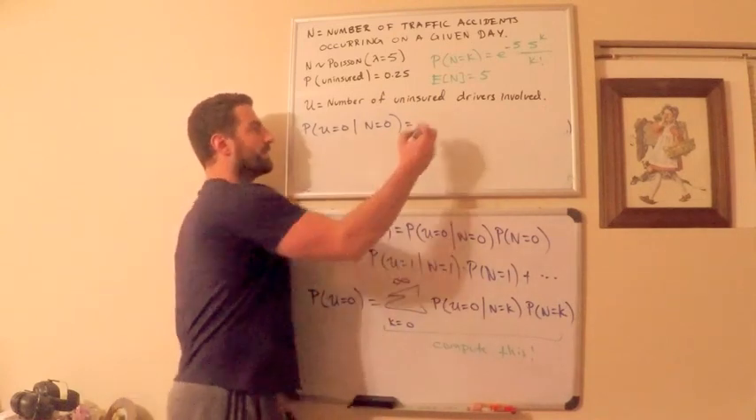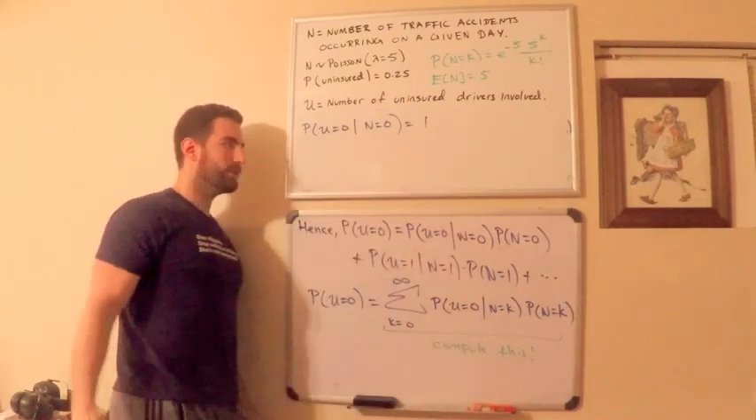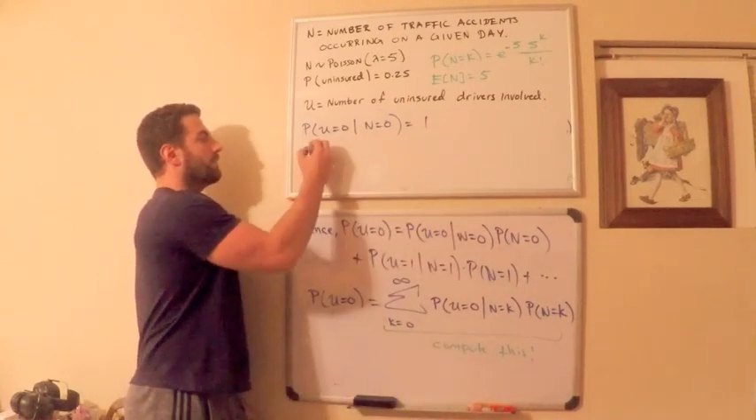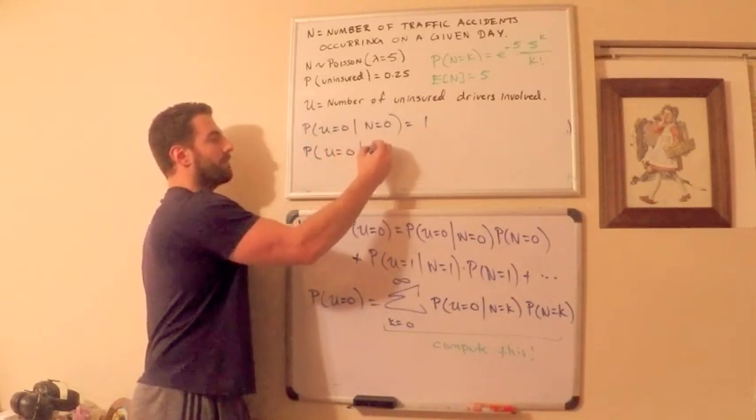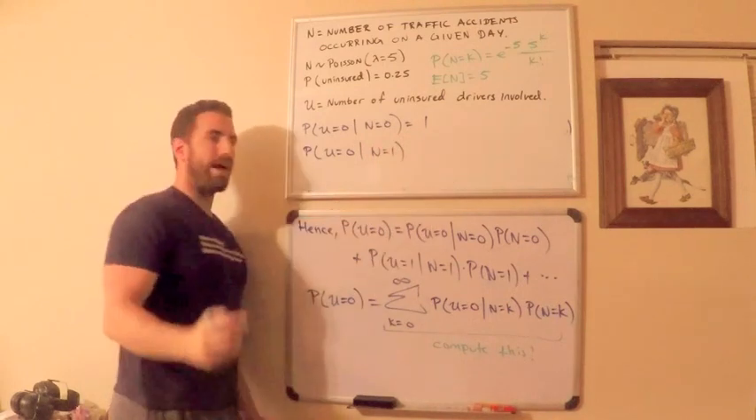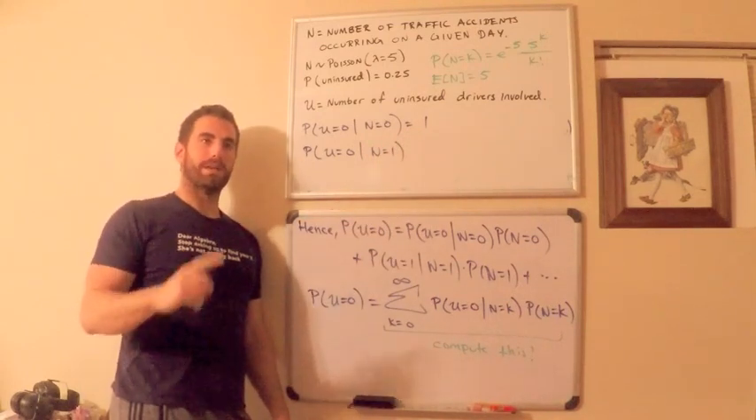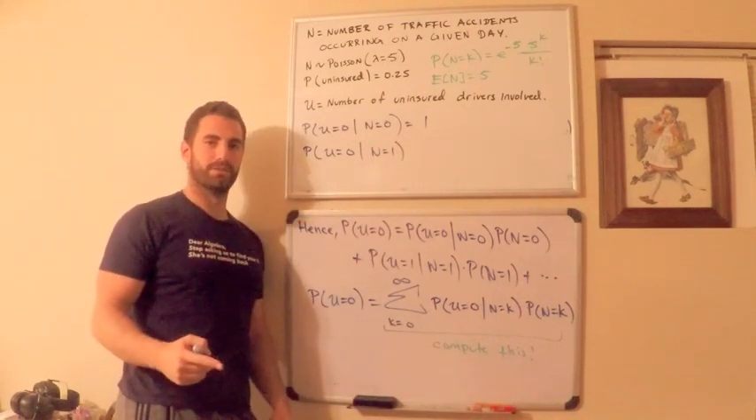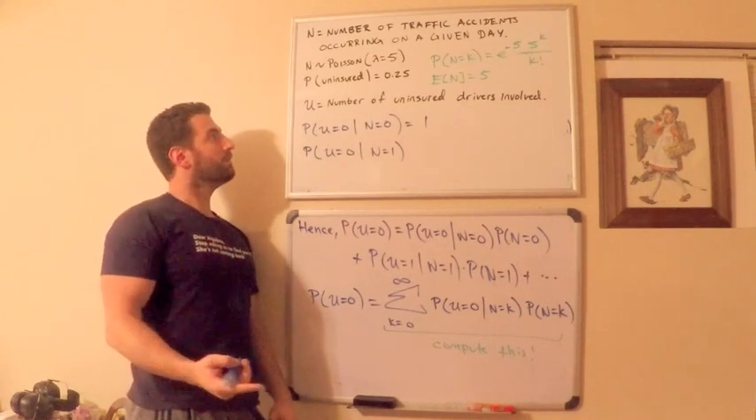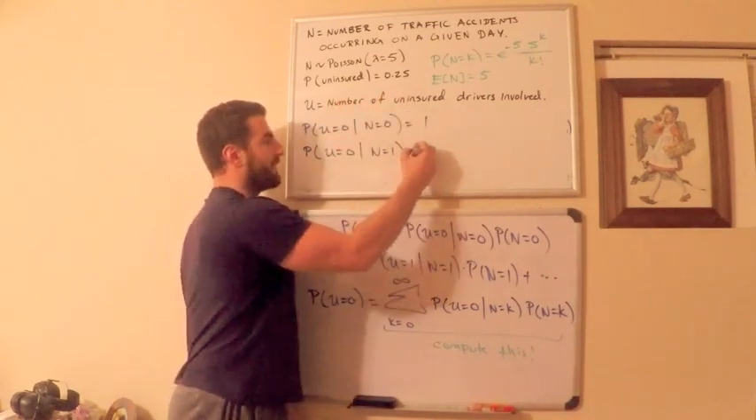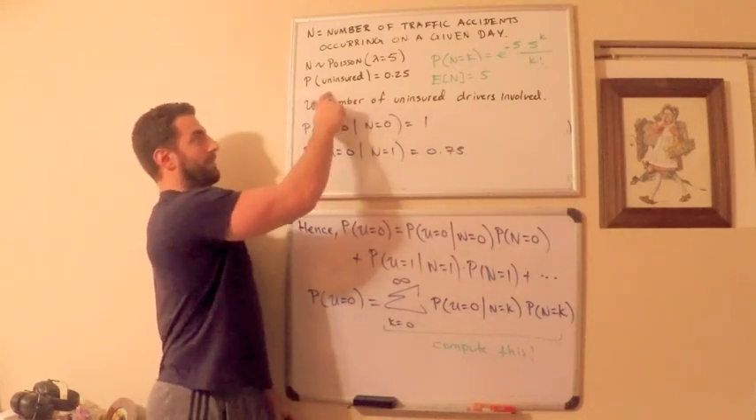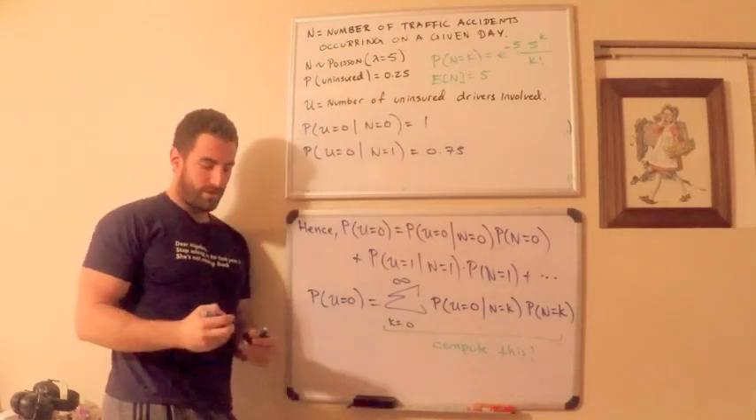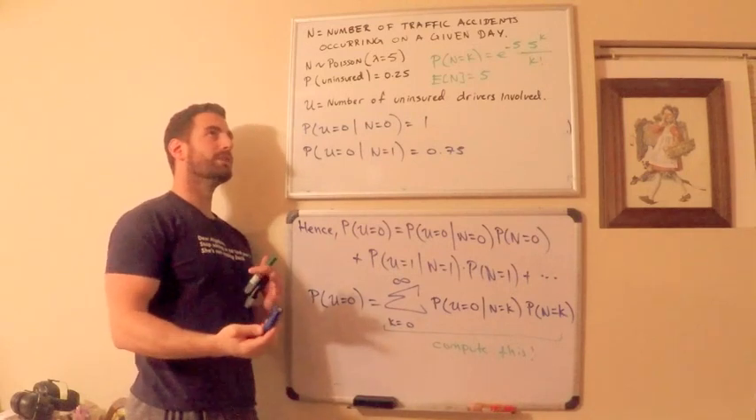So this is 1. And I'll write this in a clever way in a moment after I get a handle of what's going on. What's the probability that the number of uninsured is 0 given the number of accidents is 1? I have an accident. That person is not uninsured. So they're insured. What's the probability that they're insured? 0.75, because the probability they're uninsured is 0.25. So the probability that they're insured is 0.75.